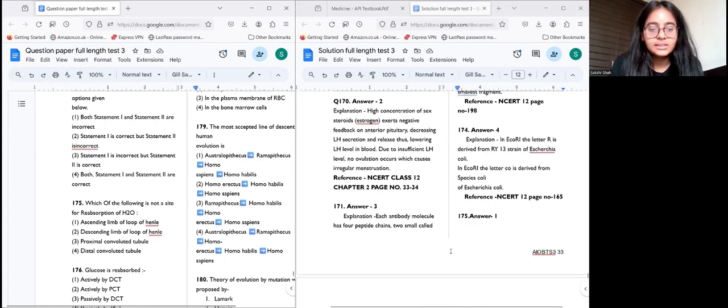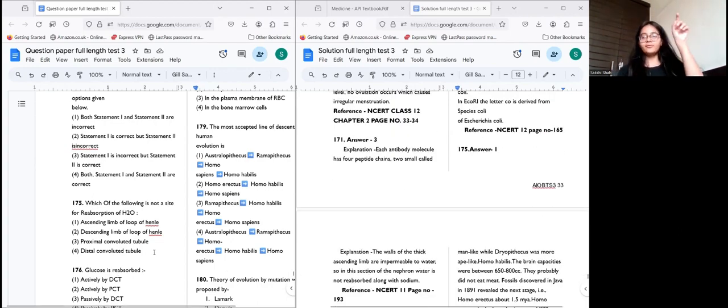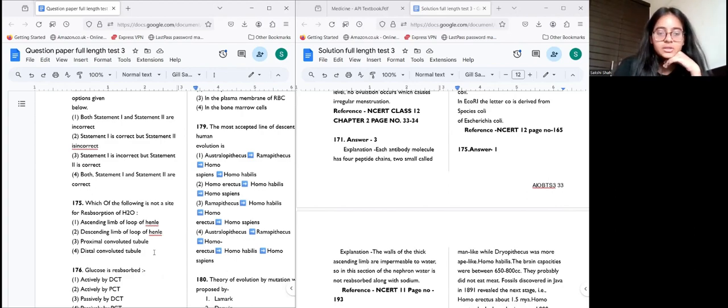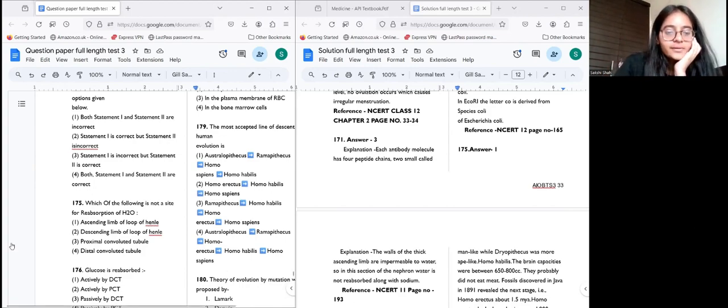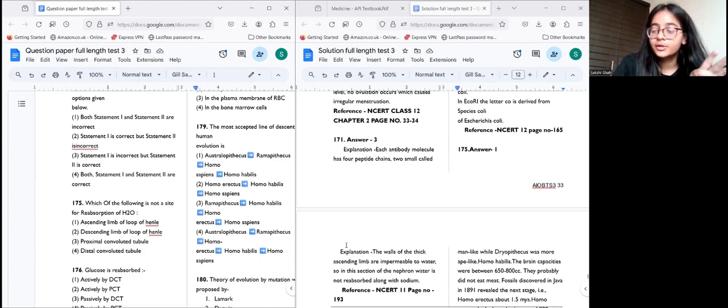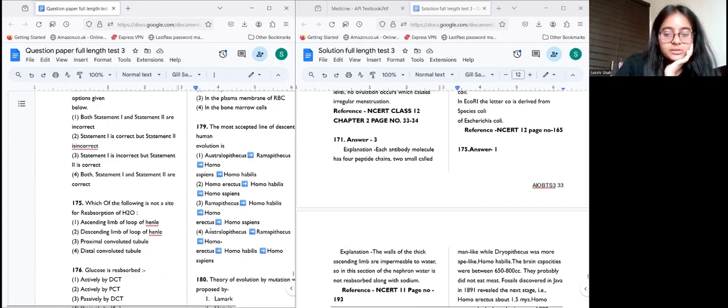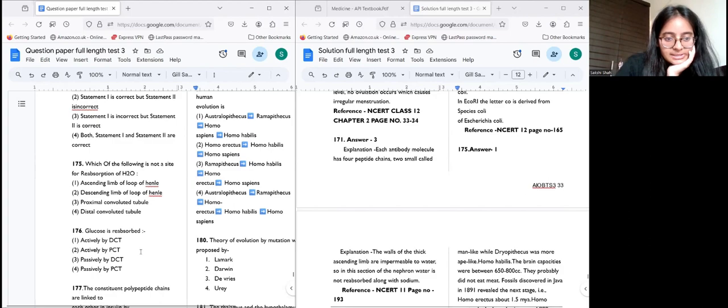So 175. Which one of the following is not a site for reabsorption of water? So the water is reabsorbed. We have the ascending limb, the loop of Henle, and the descending limb. So the ascending limb of the loop of Henle, is it a site for reabsorption of water? No, it's not a site for reabsorption of water because the walls of the ascending limb are impermeable to water.